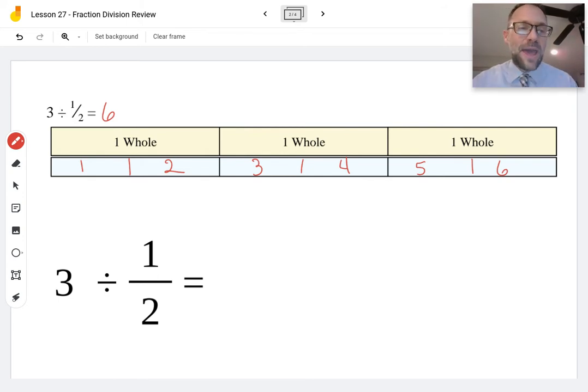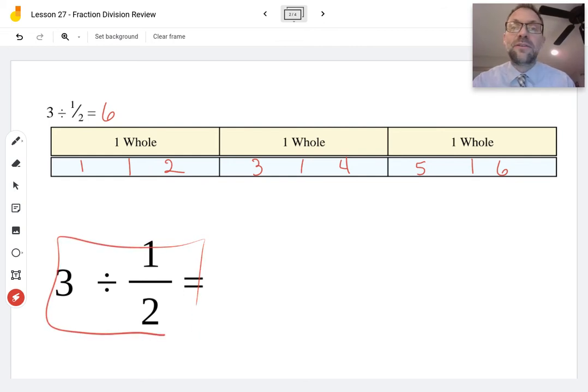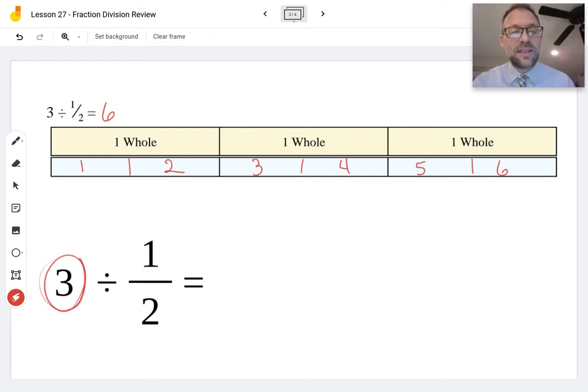So we found the pattern that for each whole, there'll be the number of pieces that is the denominator of the divisor. And then we used that pattern to come up with a procedure, a set of steps that helps us to solve the same problem, 3 divided by 1/2, without drawings. And what we learned was that if we take the dividend and multiply it by the reciprocal of the divisor, we'll come up with a quotient.